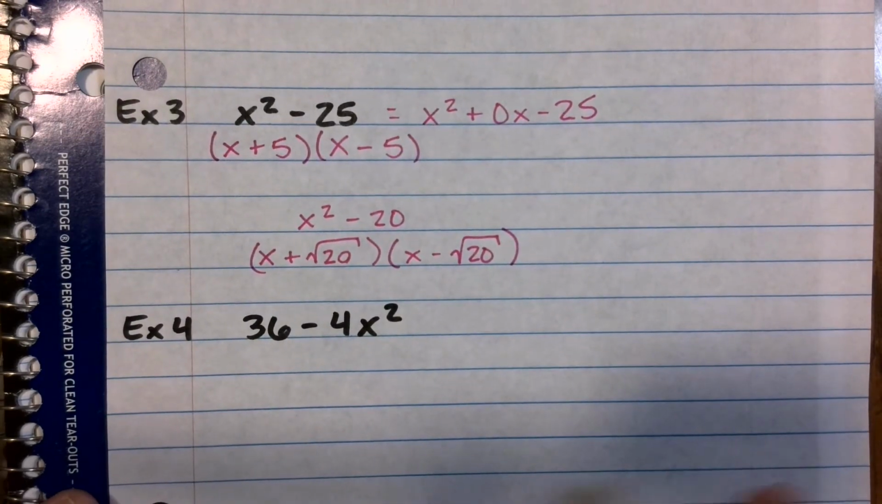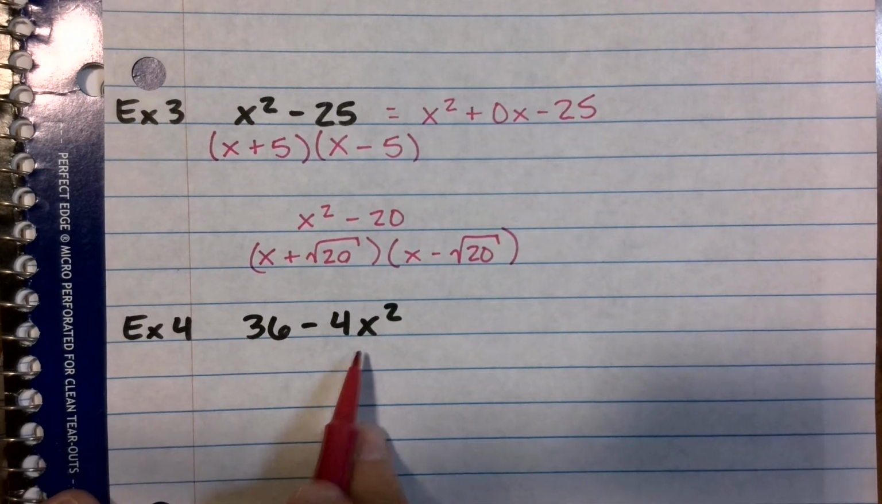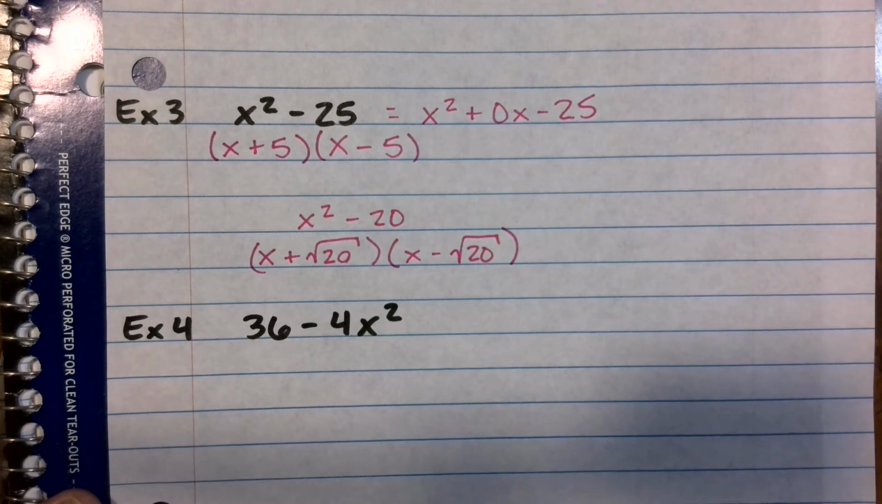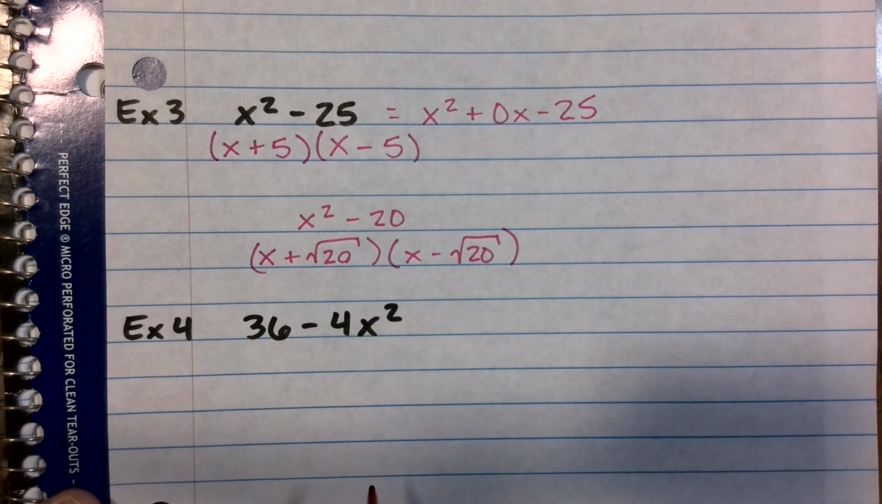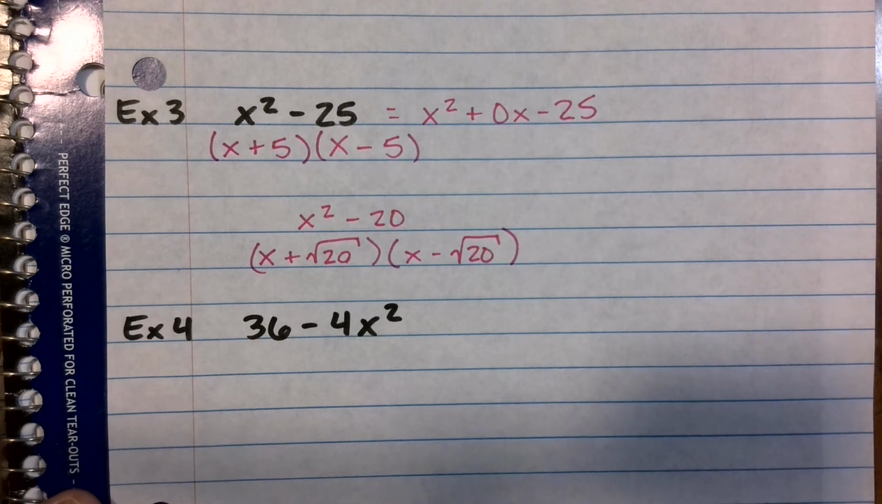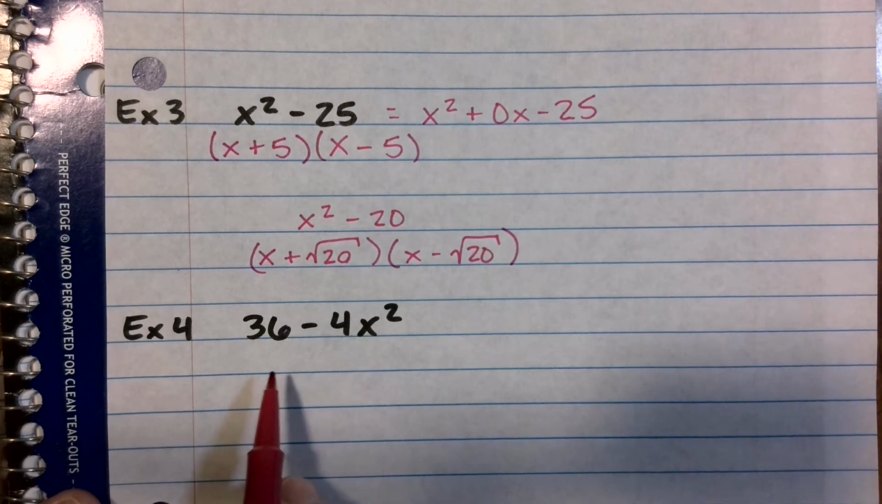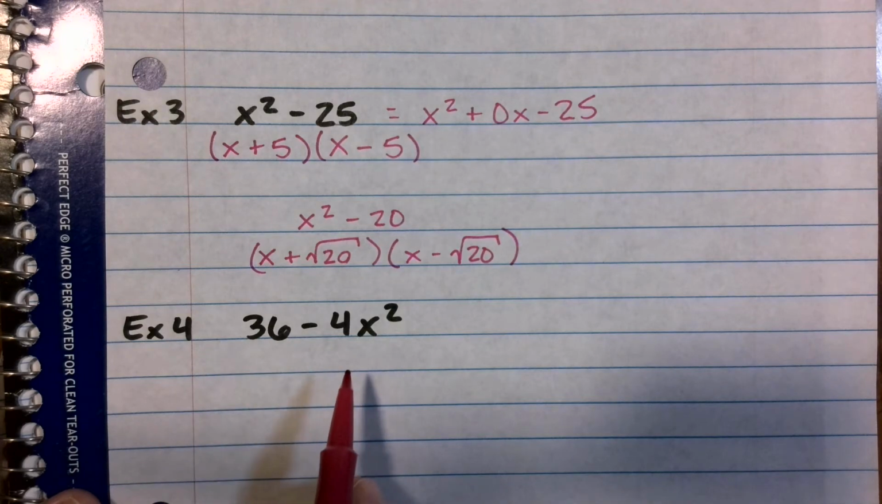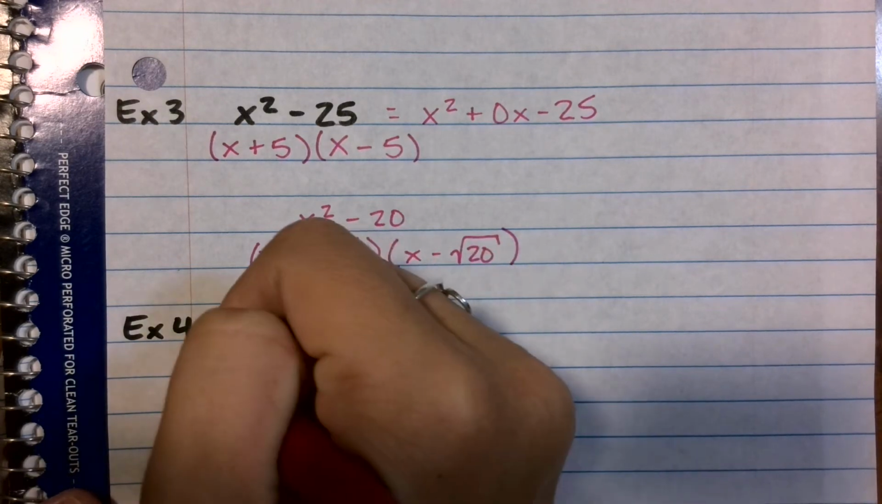You could also see a difference of squares that's a little more complicated. As long as you notice that it's a difference of squares, it works the same way. For these, you can factor out a common factor. You could factor out a 4. Or you can factor it right now. So it really doesn't matter. We're going to start with factoring out 4.